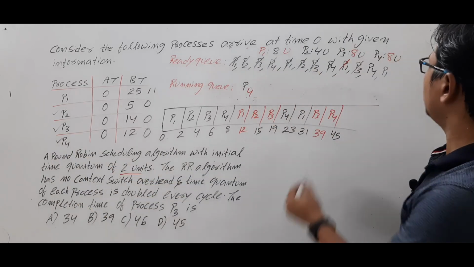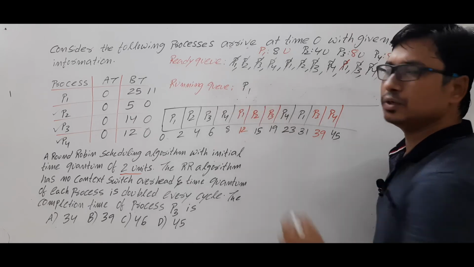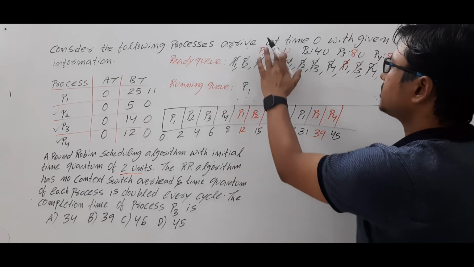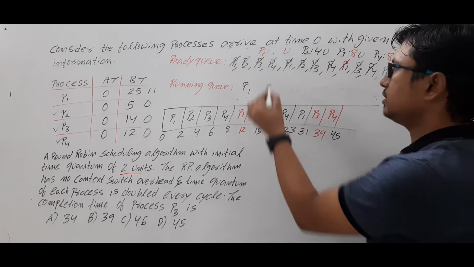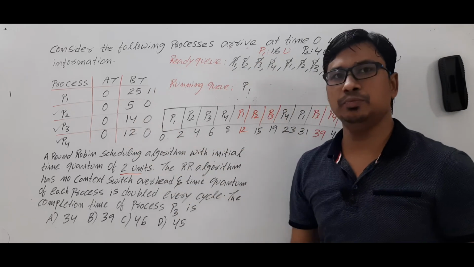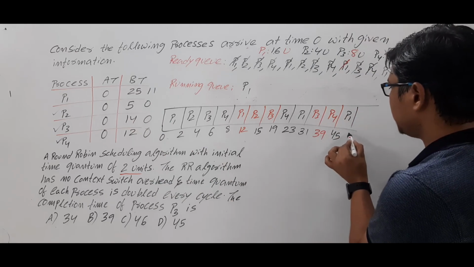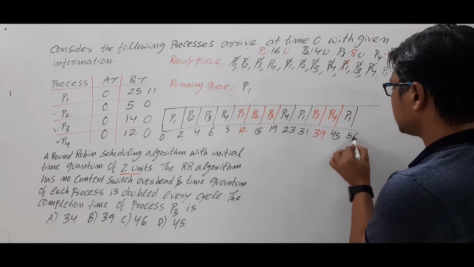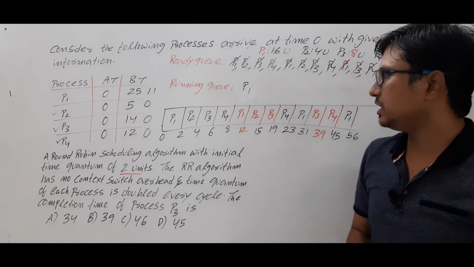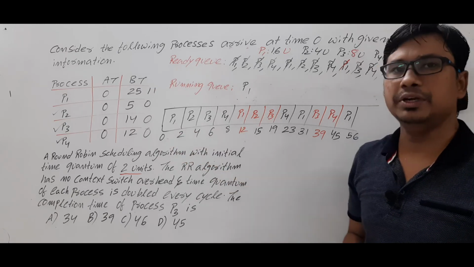Now only process P1 is there in the running queue. Its time quantum will again be doubled, so it will become 16 units. However, process P1 needs only 11 units of CPU time, so process P1 will complete its task at 56 units of time. Is it clear? So at 56 units of time, all the processes have completed their tasks.